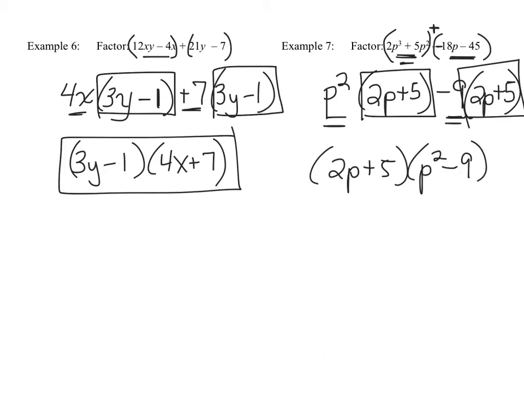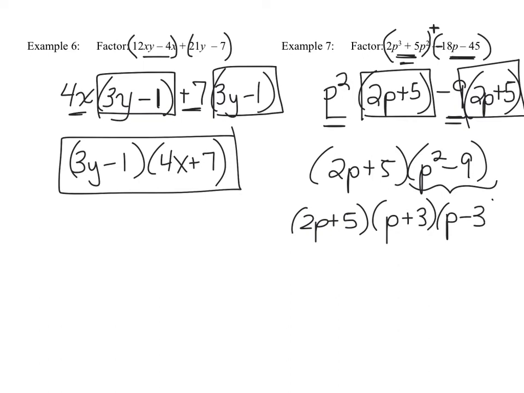Now, there's something crazy going on with this one, right? If you remember what we learned about differences of squares, this right here is a difference of squares. It's a perfect square minus a perfect square. So that can go further, right? This 2p minus 5, I'm just going to bring it straight down because I can't do anything with that. But p squared minus 9, remember, can be p plus 3 times p minus 3.